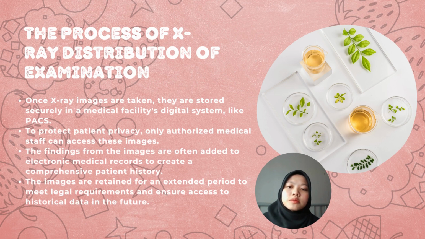Once X-ray images are taken, they are stored securely in the medical facility's digital system like PACS to make them easy to find. Each set of images is labeled with specific codes connected to patient information. To protect patient privacy, only authorized medical staff can access these images. Authorized personnel can view the images remotely, facilitating collaborative decision making. The findings from the images are often added to the electronic medical record to create a comprehensive patient history. Patient images are retained for an extended period to meet legal requirements and ensure access to historical data in the future.